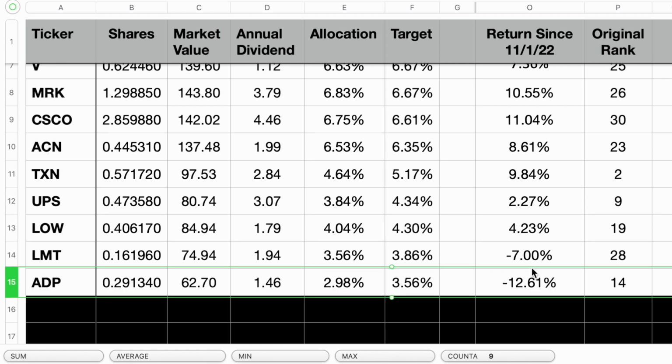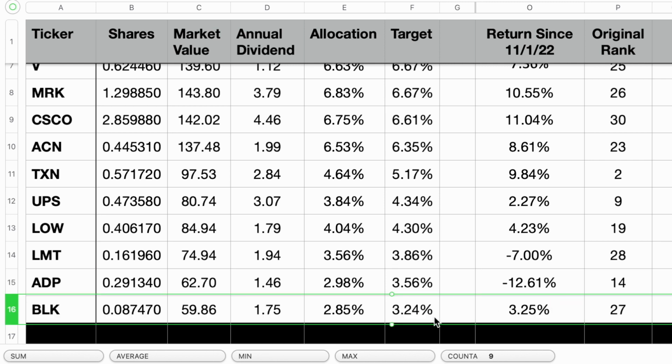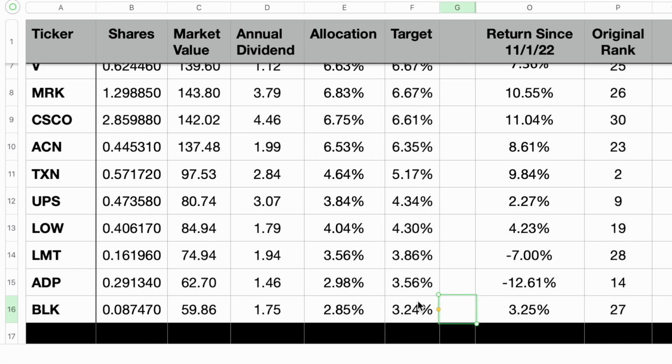Position number 14 is ADP, that started with a 3.56% allocation and is down 12.61%. ADP is the second worst performing stock in the portfolio thus far. Rounding out the top 15 stocks is BlackRock, that started with a 3.24% allocation and is up 3.25%.